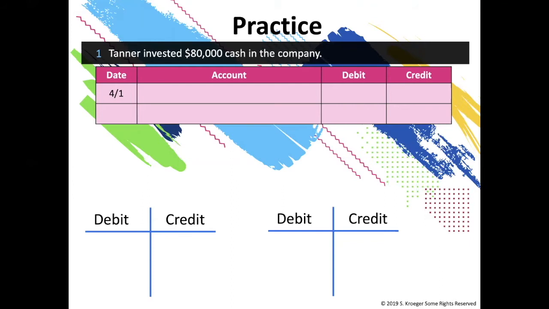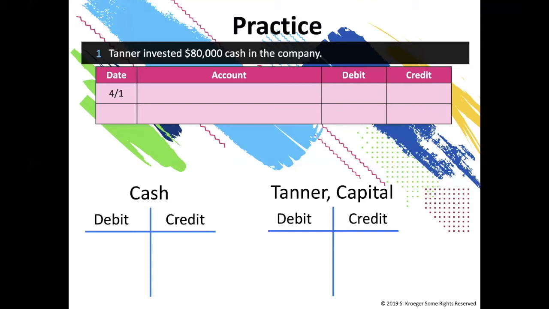What is happening to the business? It is now receiving cash. Why is the business receiving cash? Because the owner is putting the money in. What's it from? We always need at least 2 accounts because we're not getting money for free. The first account we have is cash that's being affected, and the second account would be Tanner, Capital. That's their capital account.